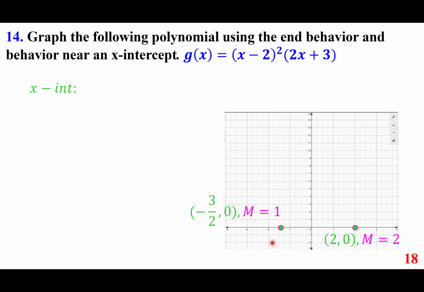Let's also find the y-intercept. So if I put 0 here and 0 here, I get negative 2 squared times 3. Negative 2 squared, 4 times 3 is 12. And I get, by the way, we use this notation in calculus, meaning it can't cross that because the multiplicity is even, and that's your y-intercept.